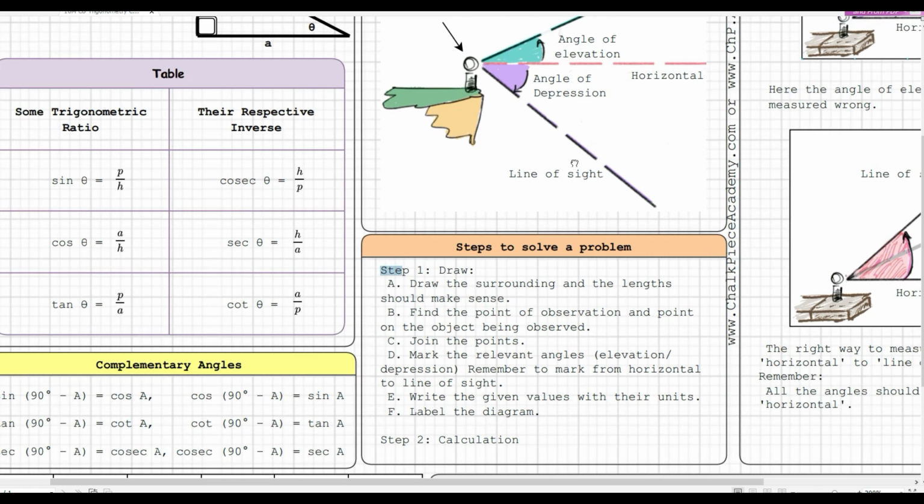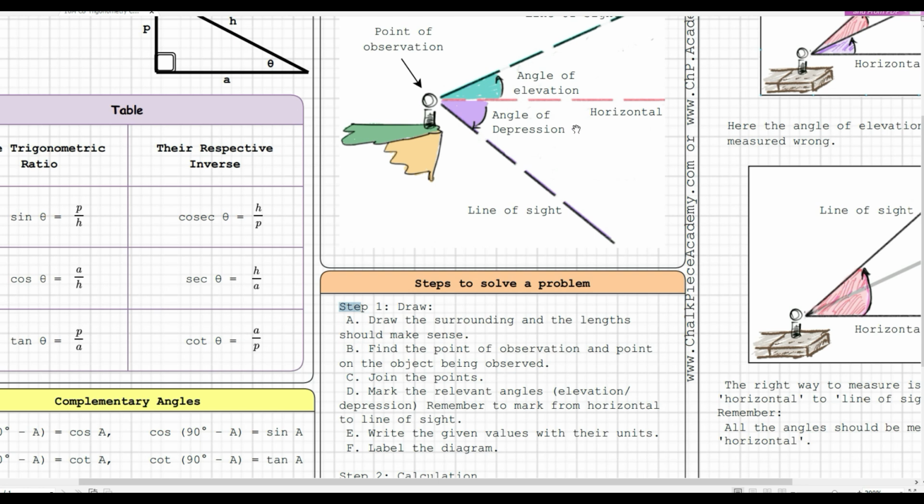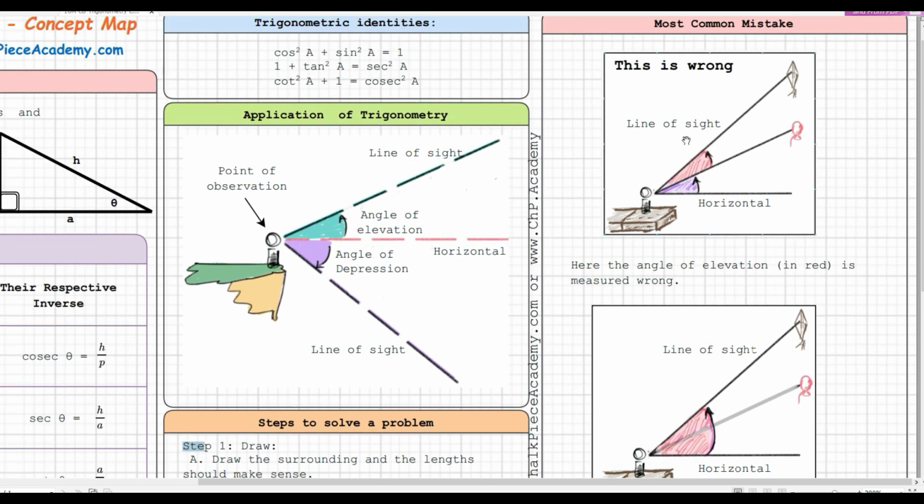Keep in mind the horizontal line, the line of sight, the angle of depression, and not to make this mistake. If you can keep all of this in mind, you're pretty much done with the diagram. So please pause and try it. So what we have here is a road, and at a particular height we have a person. So the point of observation is here.